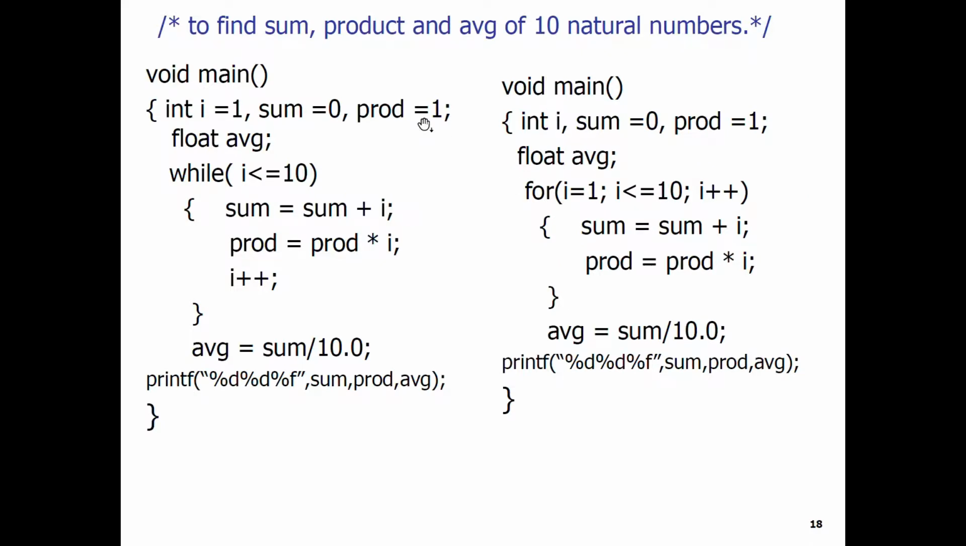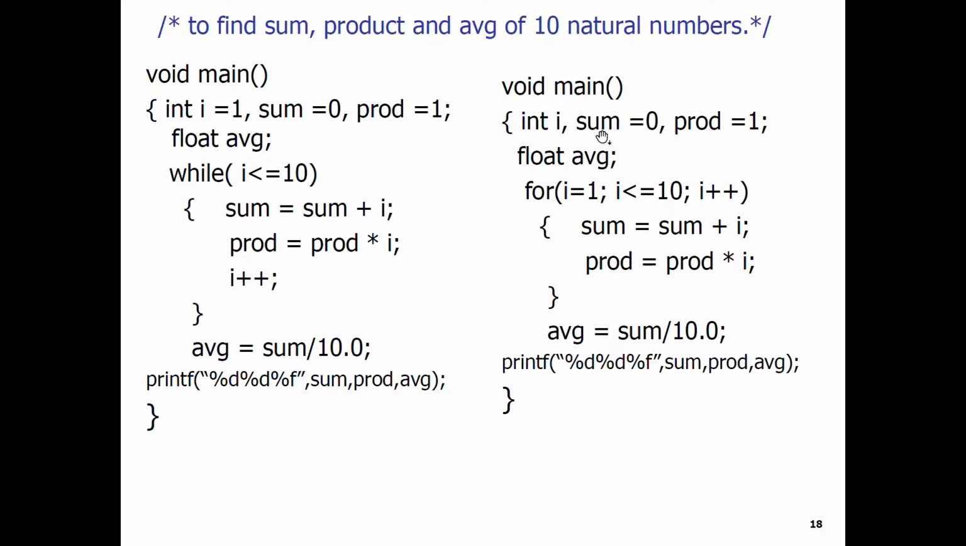Next, suppose our objective is to print the sum, product and average of the first 10 natural numbers. How to do it? First let us try using a for loop. Whenever we want to do summation, we initialize to 0. When we want to do product, we initialize to 1, and we also declare another variable, average. And the for loop is repeating 10 times.